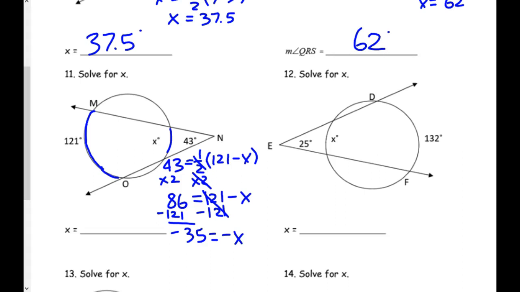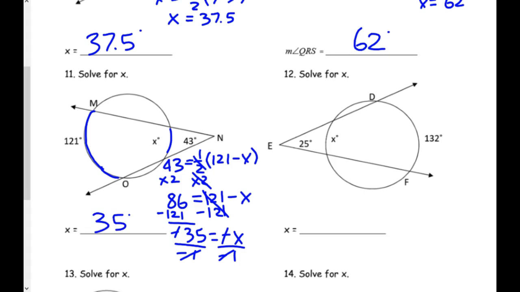Now this is weird because I have a negative on both sides. I need a positive x. If you remember when we did this in the notes, if you've got a negative on both sides, those negatives cancel out because we're going to divide by negative 1 on both sides. But basically, positive x equals positive 35. That's our answer.